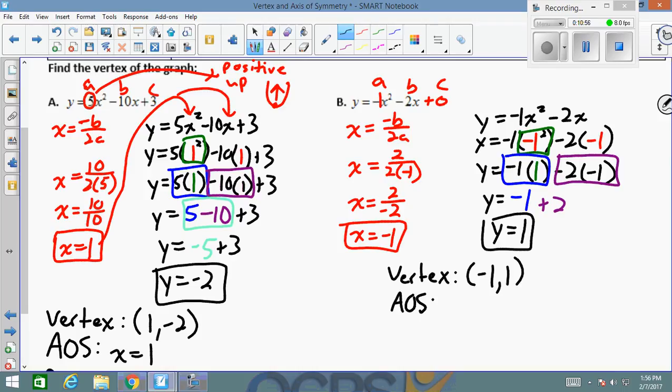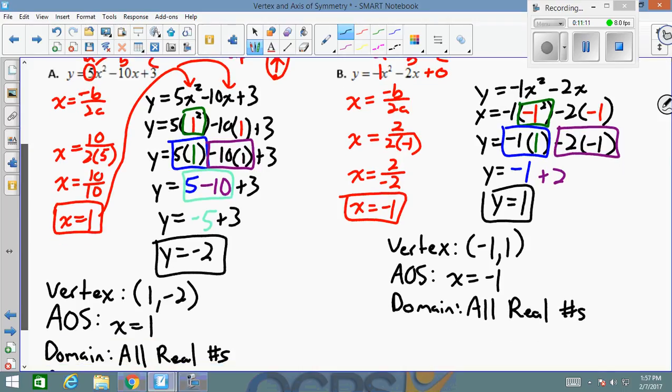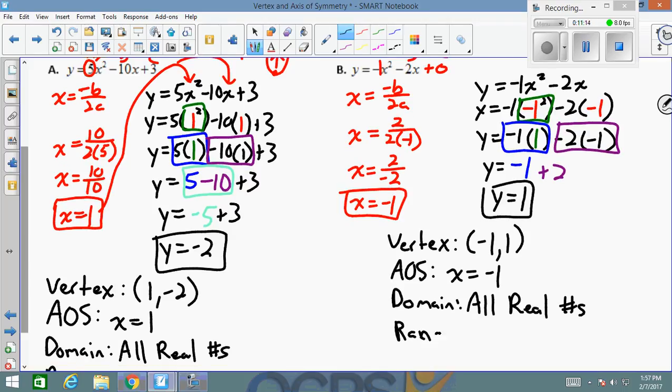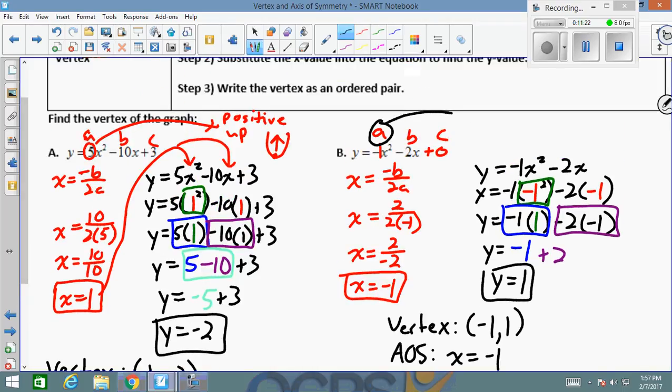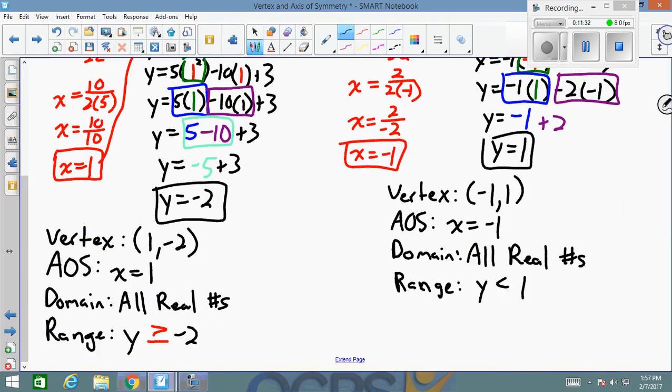Our axis of symmetry is always x equals the x value of our vertex, which is negative 1 in this case. The domain is always all real numbers. And then the range, okay, remember the range is always y, the number, which in this case is 1. And we've got to look at the a value, and in this case the a value is negative, which means that this graph opens down like this. If you notice, everything falls below. Below means less than, so it would be less than or equal to.